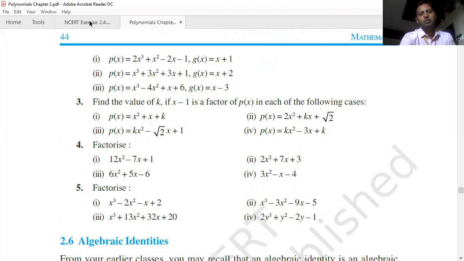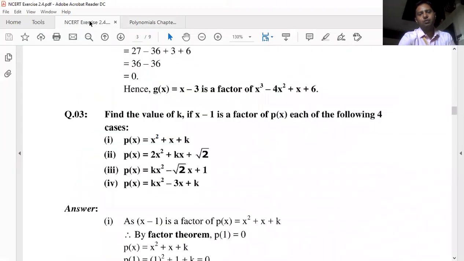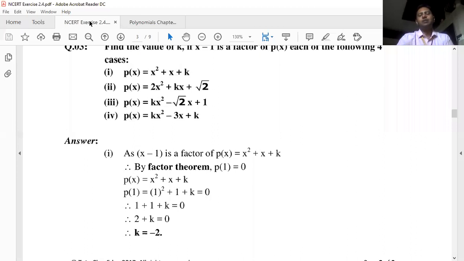So when we substitute x equals 1 in the given polynomial, because x minus 1 is a factor, by the factor theorem p of 1 must be equal to 0. Then p of 1 equals 1 square plus 1 plus k equals 0. 1 plus 1 is 2. 2 plus k equals 0. This gives you k equals minus 2. So when you substitute the value of x as 1 in the given polynomial, that must be equal to 0. Equating it with 0, 2 plus k equals 0, then k will be minus 2. Now, next part.